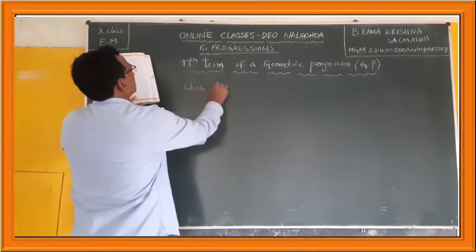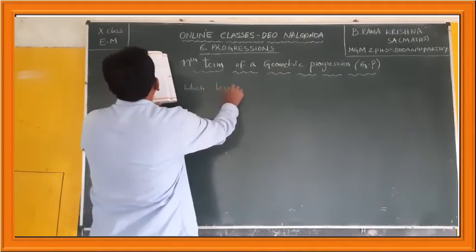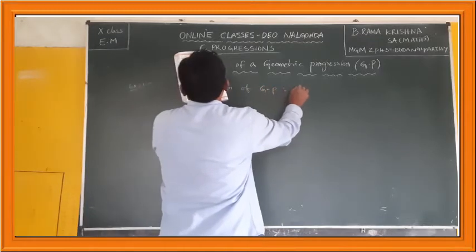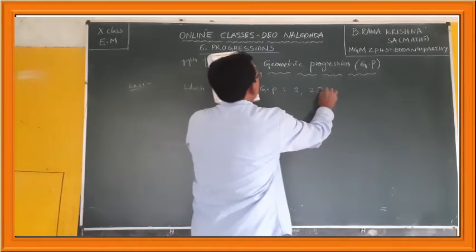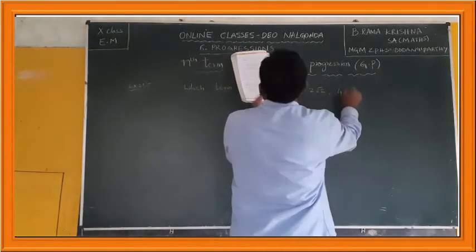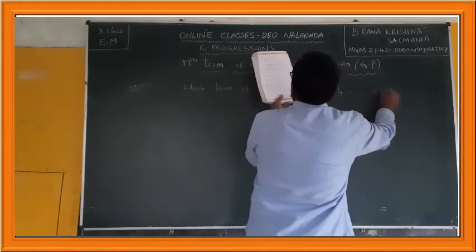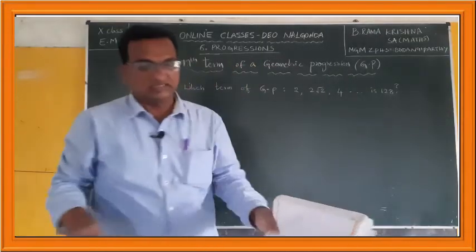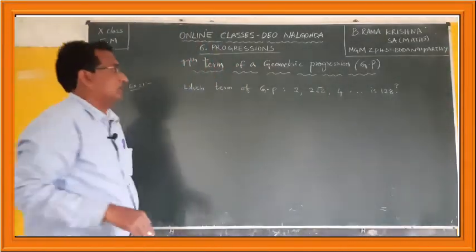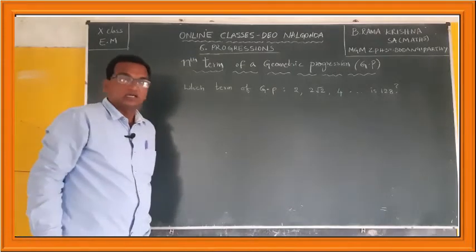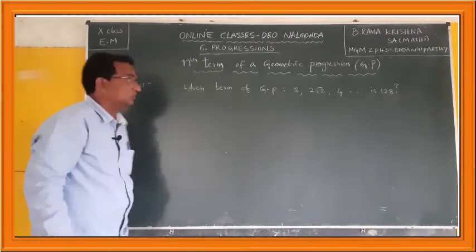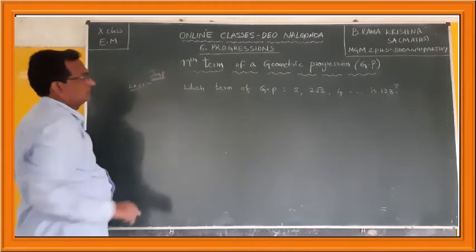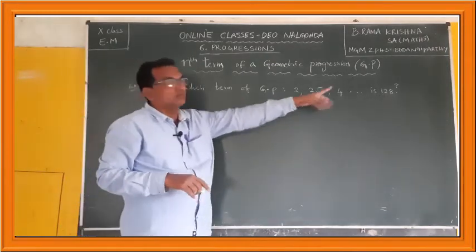Which term of the GP 2, 2 root 2, 4 is 128? Such types of problems are asked in arithmetic progression also. This type of model is important. Which term of the GP is 128?